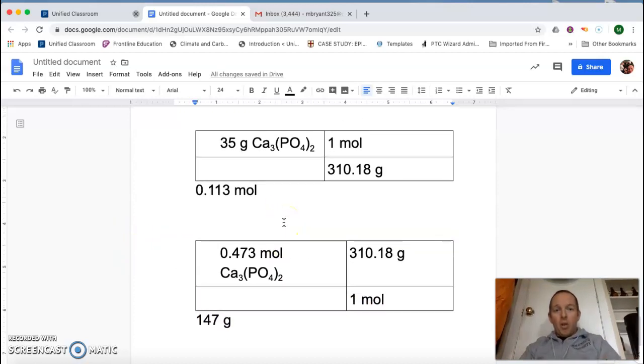So hopefully that helps walk you through what we mean when we talk about a mole and how we would actually do calculations.